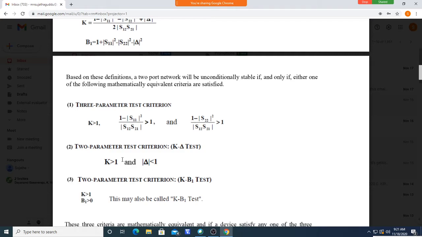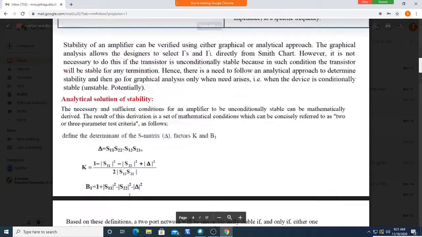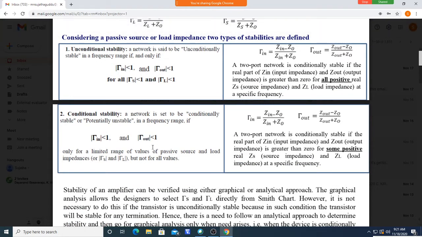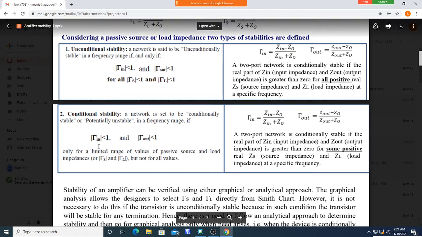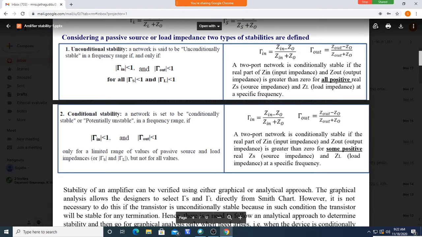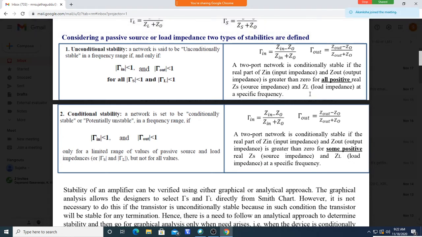Now, for example, if k is less than 1, what is the meaning of that? It is conditionally stable or potentially unstable. It is also called potentially unstable. The system is potentially unstable. That means unconditionally stable means you take any value of ZS and any value of ZL, any positive real values of ZS and ZL.